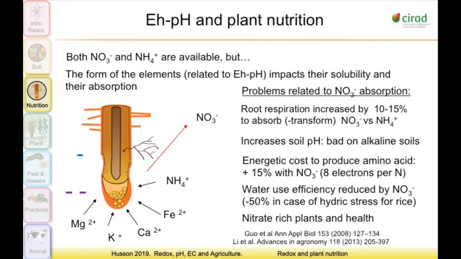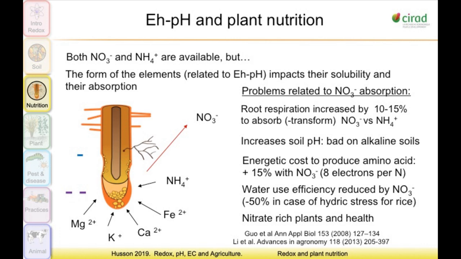But then, as I said, the plant will need to transform the nitrates into ammonium, then into proteins, and from nitrates to ammonium, it's 8 electrons. It's a lot of energy. So you see it's 15% of its energy that is spent for that.